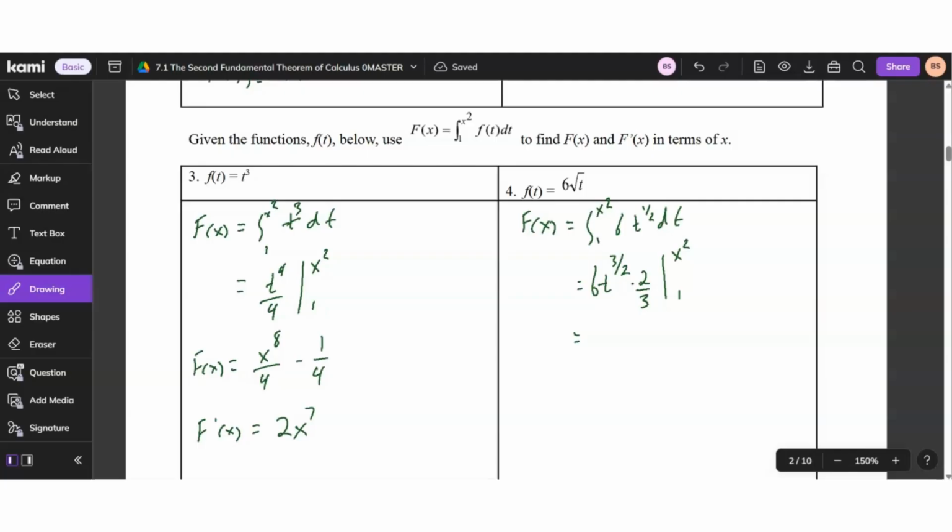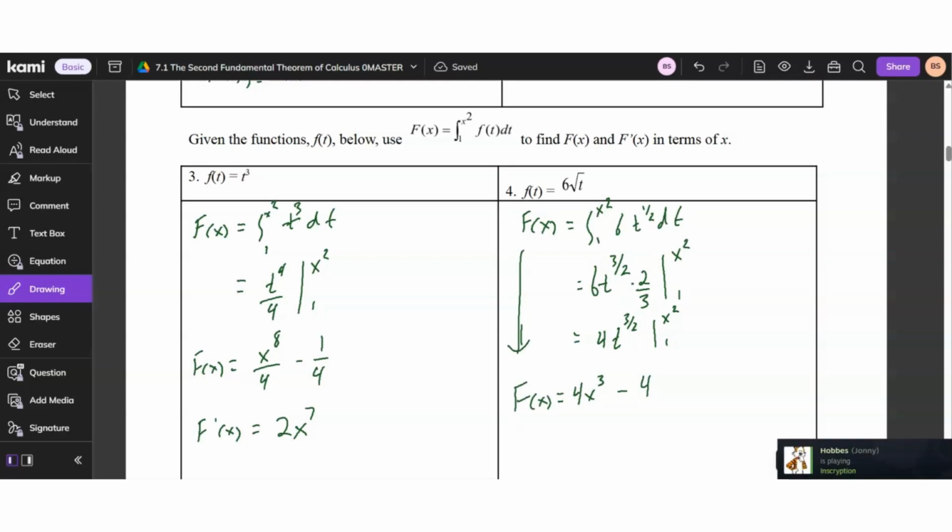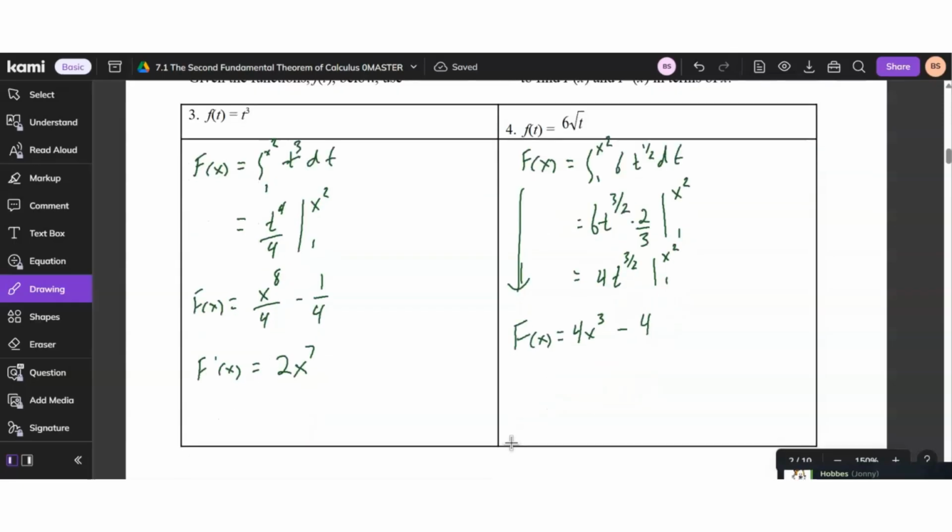First, let's go ahead and simplify this a little bit here. So this is going to be 4t to the 3/2, evaluated from x squared to 1. And so that is going to be 4x squared to the 3/2, which is really just x cubed. We multiply those, minus 4, and that would be our f of x here. And then our last step was to take that f prime. So the f prime of x is going to be equal to 12x squared.